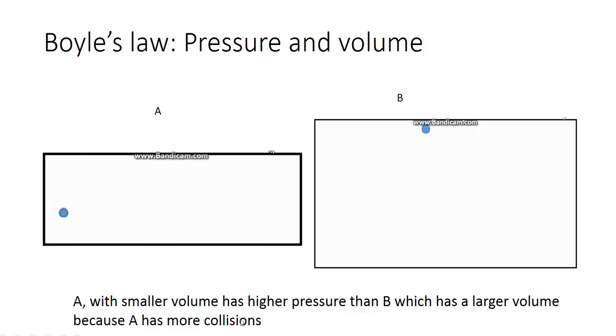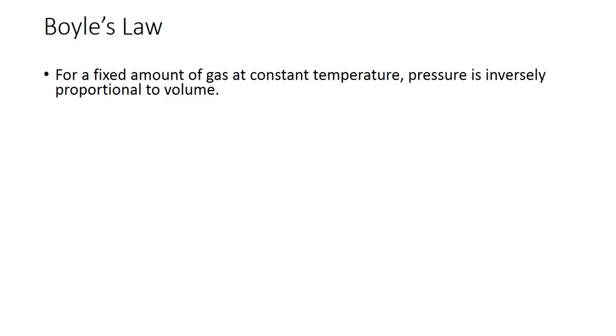So A with a smaller volume has higher pressure than B, which has a larger volume, because A has more collisions. The higher the amount of collisions, the higher the pressure. So what it means is that if you have the same amount of gas, in this case one gas atom and one gas atom, the smaller the volume, the higher the pressure. That is the statement of Boyle's law, which says that for a fixed amount of gas at constant temperature, pressure is inversely proportional to volume.